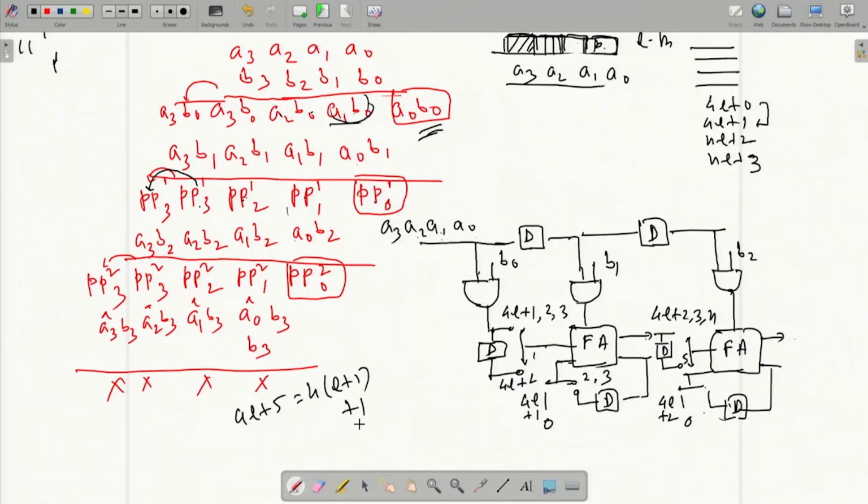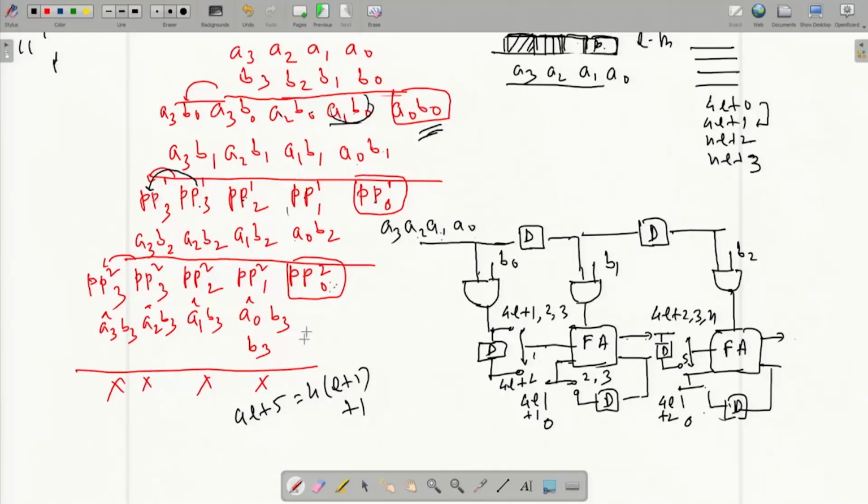Okay, 4 into L plus 1 plus 1. So, for the L plus 1 cycle per word, bit cycle 1 would have come, but that we are ignoring. When it comes to 4L plus 5, instead of taking this previous result, we move the result here. So, whatever result is generated, that is ignored. That is how we ignore this result.